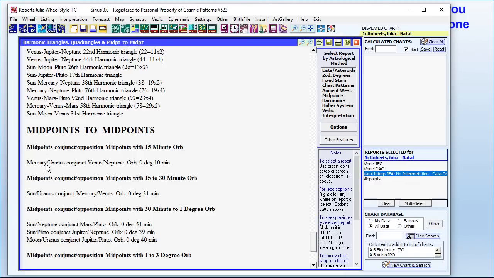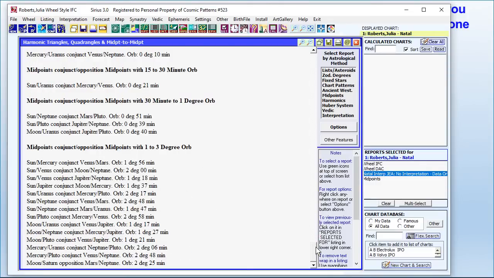Mercury-Uranus midpoint conjunct the Venus-Neptune midpoint, orb 0 degrees, 10 minutes. So that's the only midpoint she has with an orb under 15 minutes. And those are the ones that clearly are there. I mean, they're clearly strong. And I believe the 15 to 30 minutes are there as well. And some people are going way up. You know, we have those with 1 to 3 degree orbs. There tend to be a lot of those. We don't know. I'm a little skeptical of those, but some people suspect that they also work.